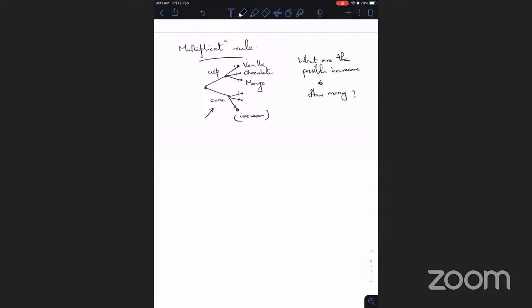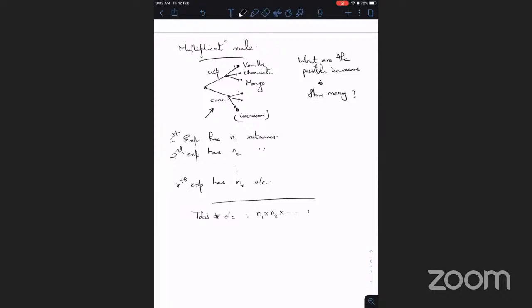And how does this help us in thinking about counting? When you have experiments such that the first experiment has n1 outcomes, the second experiment has n2 outcomes, and so on, the rth experiment has nr outcomes, in that case the total number of outcomes would be just n1 times n2 times up to nr. So for this example, the answer would be 6.